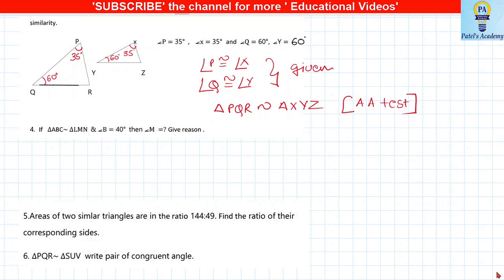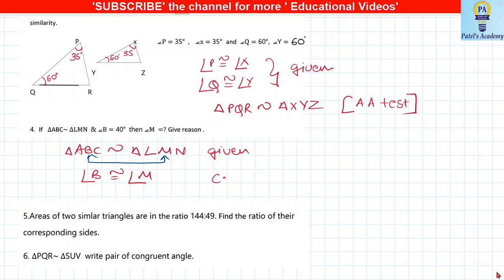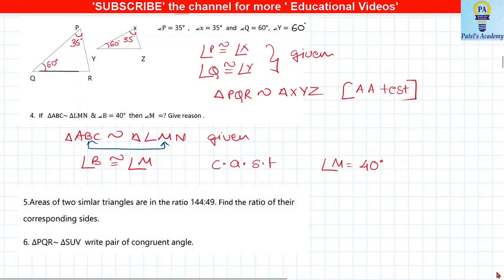They are given triangle ABC is similar to triangle LMN and angle B is 40. So what will be angle M? Okay, so triangle ABC is similar to triangle LMN, that is given. So if we see the pairs of angles, corresponding pairs, what we see is angle B corresponds to angle M. So I can say that angle B is congruent to angle M, that is corresponding angles of similar triangles. So I can say that angle M is also 40 degrees. Okay, so let's see the next one.